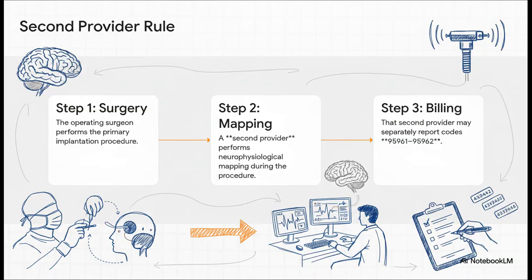Now, this next rule is a huge one. It's not just about what was done, but who did it. So picture this. The surgeon is in the operating room, implanting the device. At the very same time, a different specialist, say a neurophysiologist, is there doing complex brain mapping. Well, because that's a second provider performing their own distinct service, their work is not part of the surgeon's package deal. They get to bill for their time and expertise separately using codes like 95961 and 95962. So always be on the lookout for a second provider in that OR.